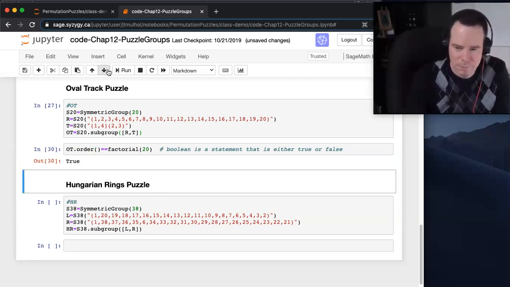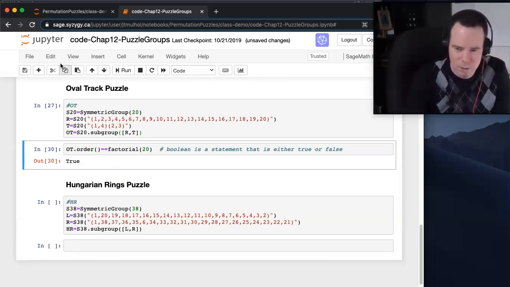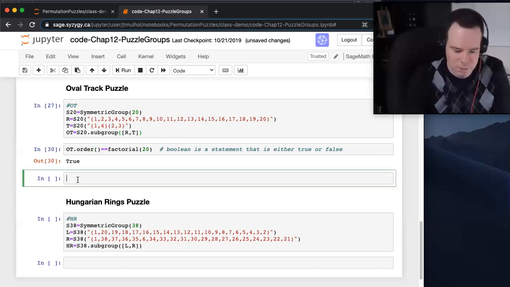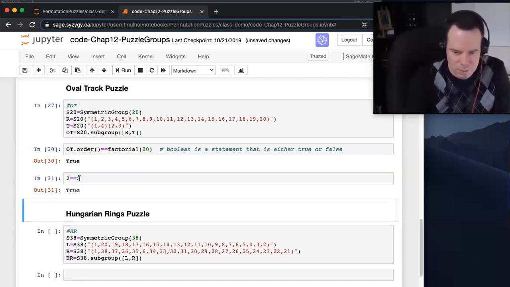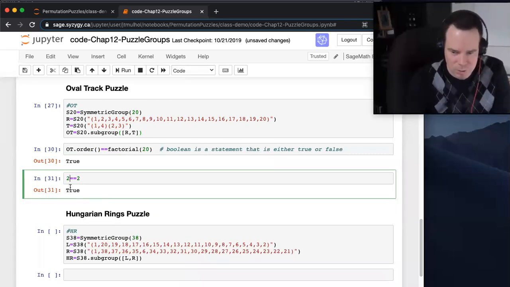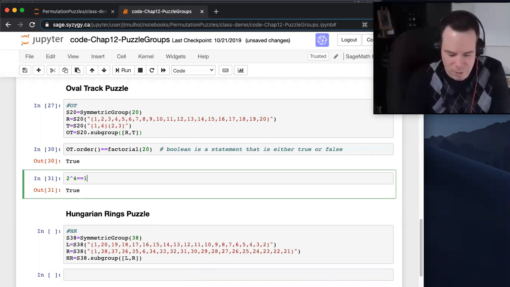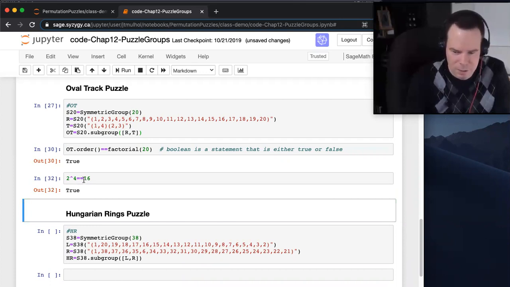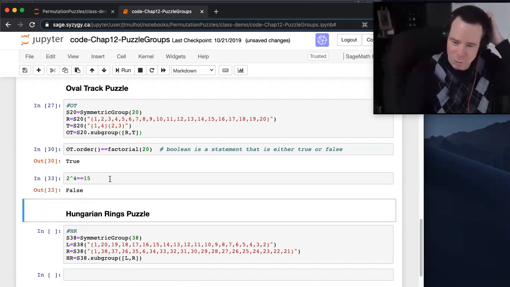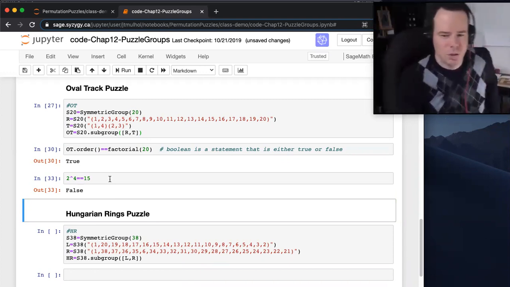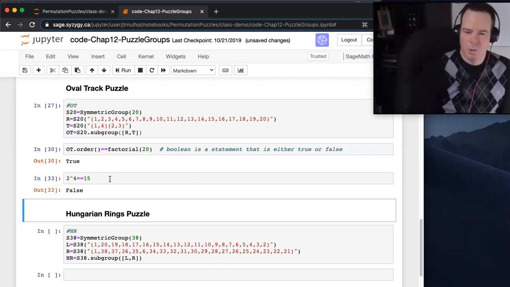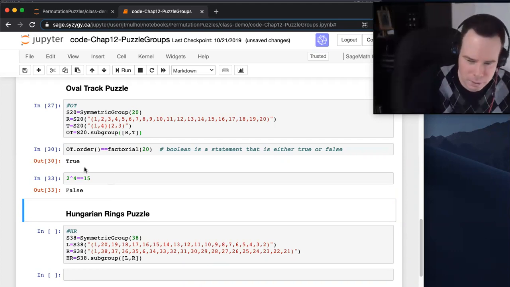So I'm just going to insert a new cell. And so we could ask things like, is 2 equal to 2? And yeah, that's true. How about, well, let's say 2 to the power of 4, is that the same as 16? Yeah, that's true. Is 2 to the power of 4 equal to 15? Nope, that's false. So what we're doing here is we're just asking it a strategic question because we really just want to know if all permutations are possible. And this can tell us.